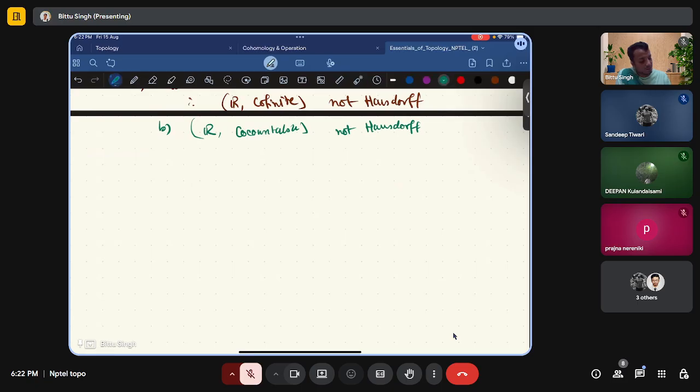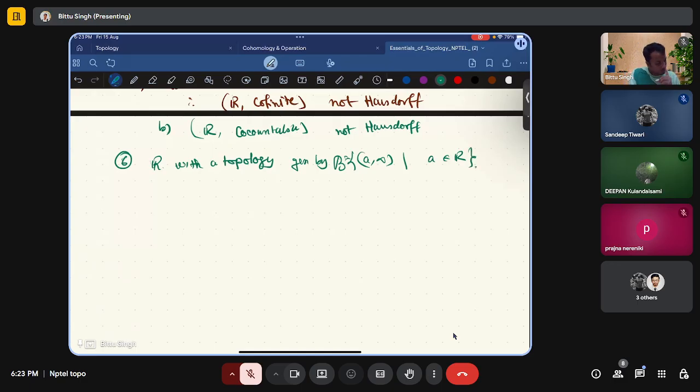Similarly, you can also check that this is also a non-example. R with the topology tau given by this basis, the topology generated by the basis of intervals (a, infinity), where a is some real number.